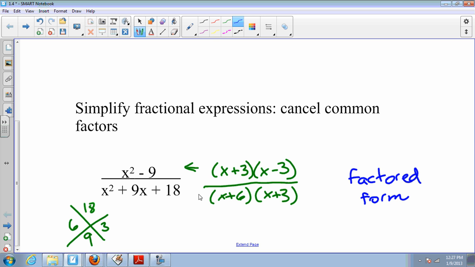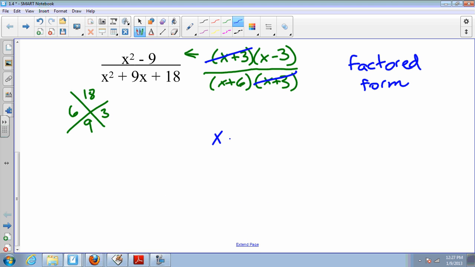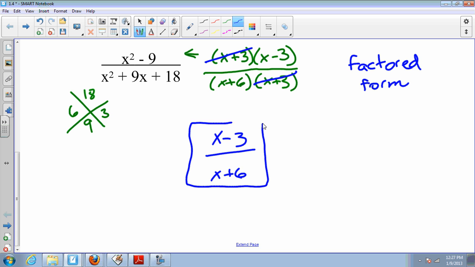And we see we have the quantities x plus 3 over x plus 3, and those can cancel. So we have remaining x minus 3 over x plus 6. You cannot cancel out the x's, you cannot reduce the 3 and 6 because you don't know what x minus 3 is or what x plus 6 is. So this is your answer. You cannot simplify it anymore.